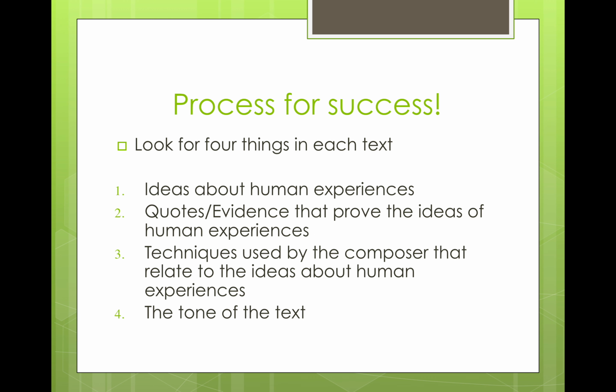All right, to ensure success, you need to find 4 different things in each of these texts. So the first one, you need to find some ideas about human experiences, which I'll go through in a moment. You need to find quotes and evidence that prove the ideas of that human experience, okay? And you're going to see that in techniques as well. Always your connection or your link back is, what does it say about human experiences? So you see in 3 as well, you're going to identify techniques that are used by the composer. And again, you're going to relate those ideas to human experiences. And the 4th one you're going to want to look at is the tone of the text, and I'll explain to you why that's important in a moment.